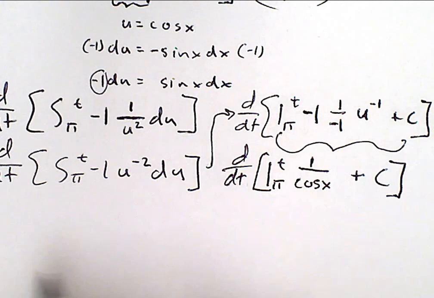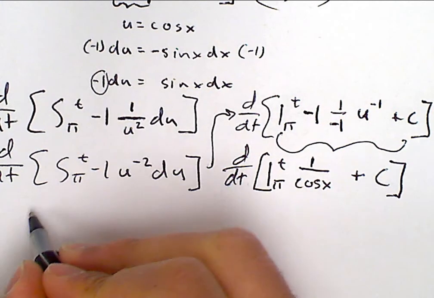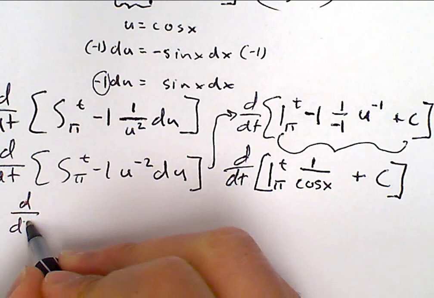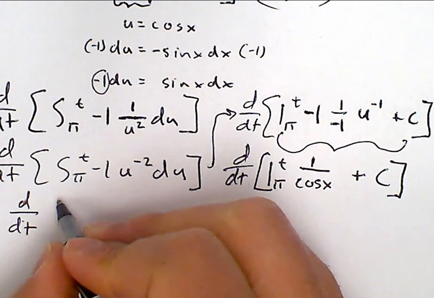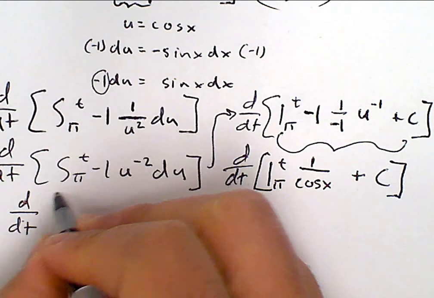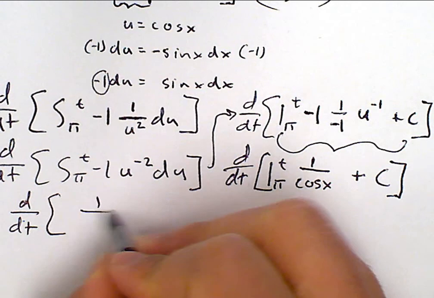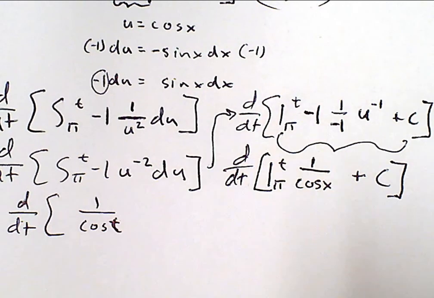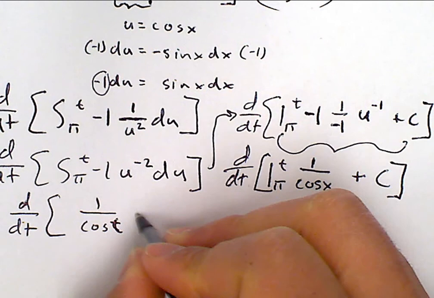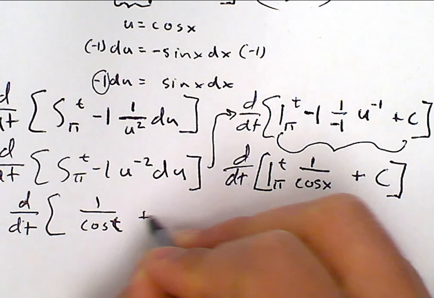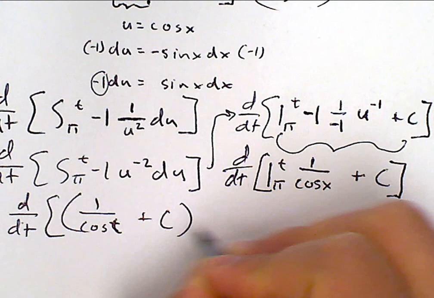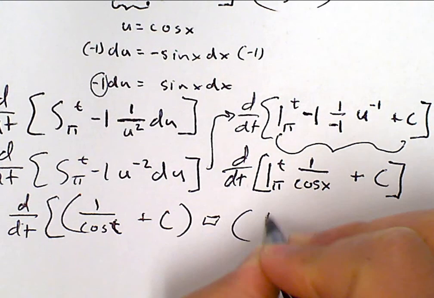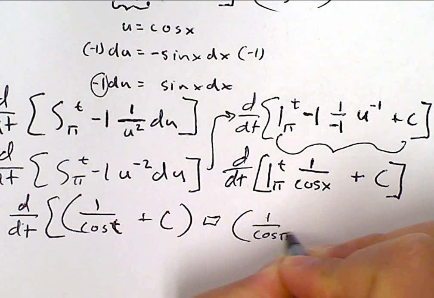All right. So, now that was the hard part. Now this is the easy part. I plug in t, 1 over cosine t. Okay? All right? Plus C. Now I plug in pi minus 1 over cosine pi. Plus C.